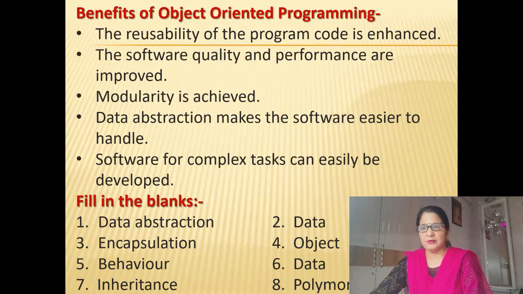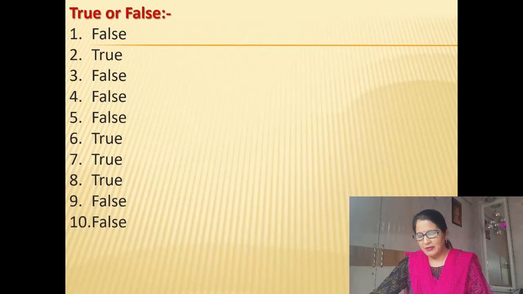Now, true and false. In assembly level language, the instructions are given in terms of zeros and ones. No, in machine language, we give the instructions in terms of zeros and ones. So, this is false. Pascal is a structure-oriented programming language. Yes, this is true. Machine level language requires a translator to convert input instructions to be understood by the machine. No, this is false, because assembly level language and high level language require a translator. Compilers and interpreters are referred to as language processors. No, this is the translator. So, this is also false.